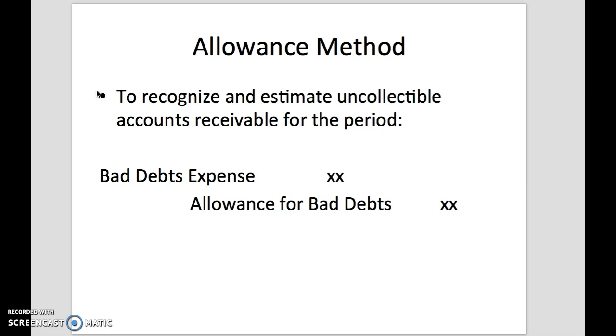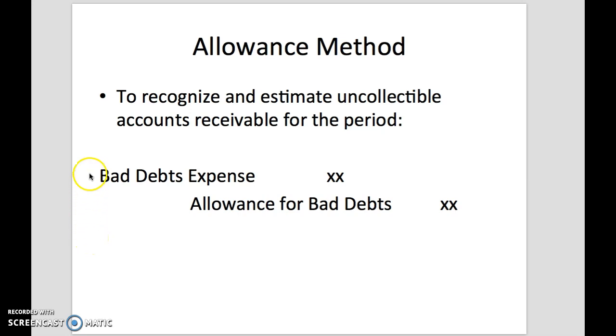So to estimate or to recognize that we won't be able to collect the entire amount of our accounts receivable, to recognize that possibility, what we will do is we debit bad debts expense, and this account will be part of the income statement, and then we credit allowance for bad debts, which will be reported in the balance sheet. So allowance for bad debts is actually a contra asset or contra account, and this is subtracted from accounts receivable.